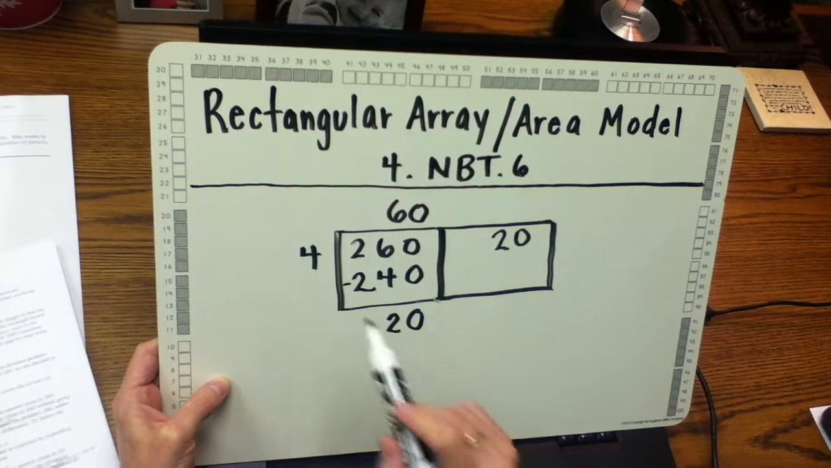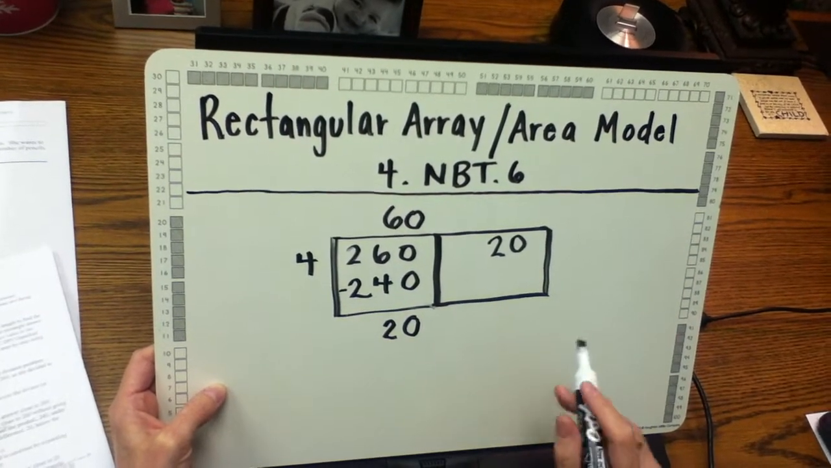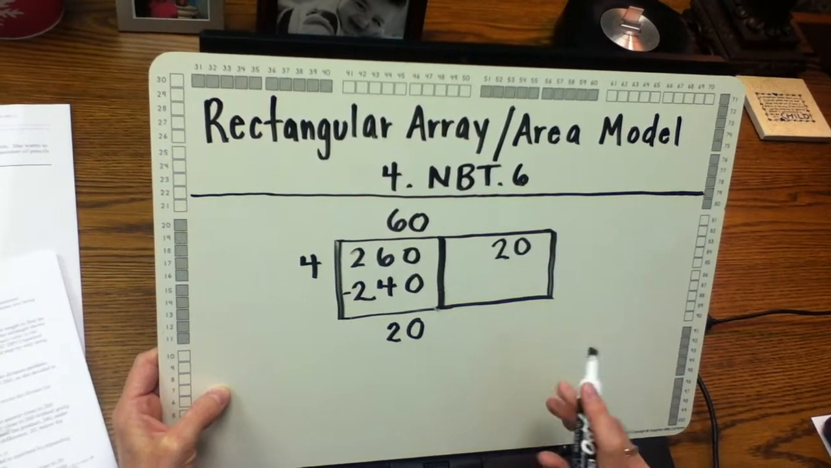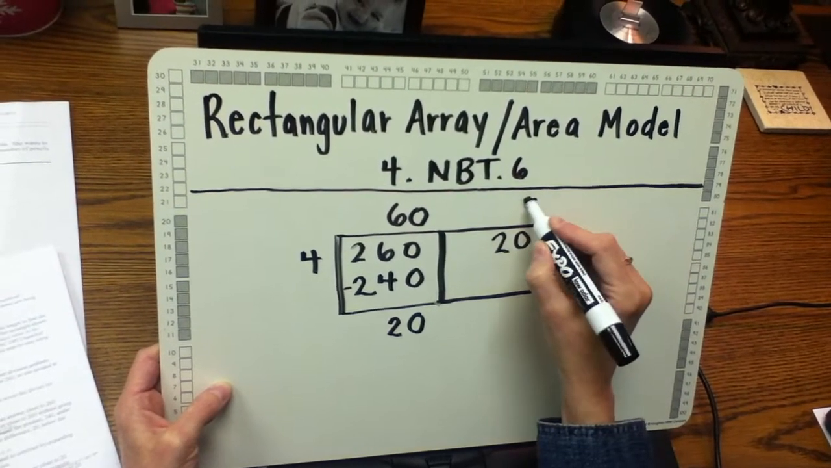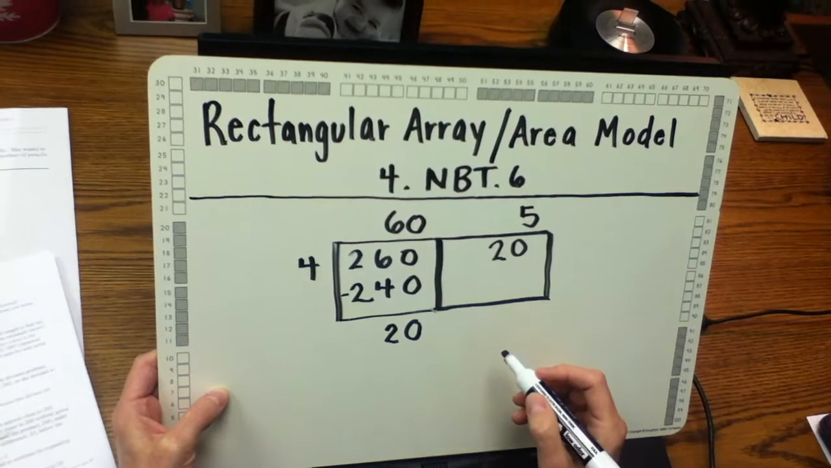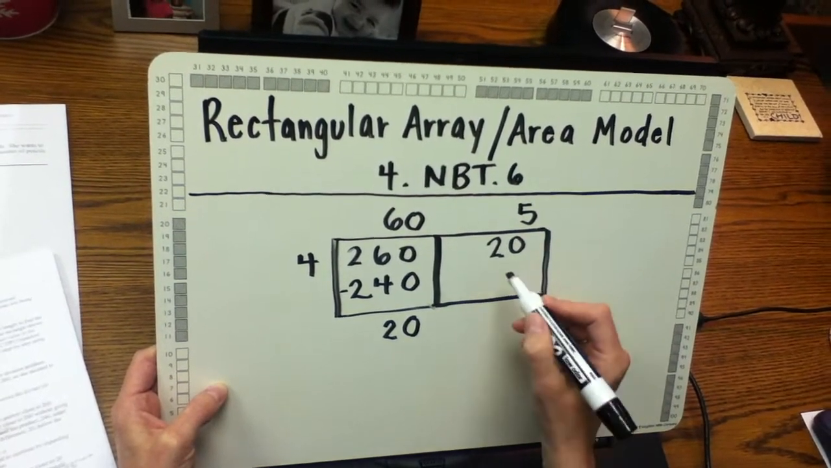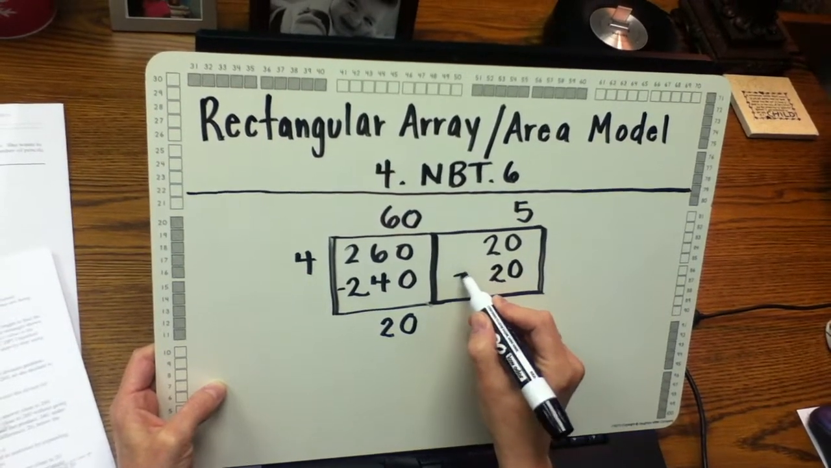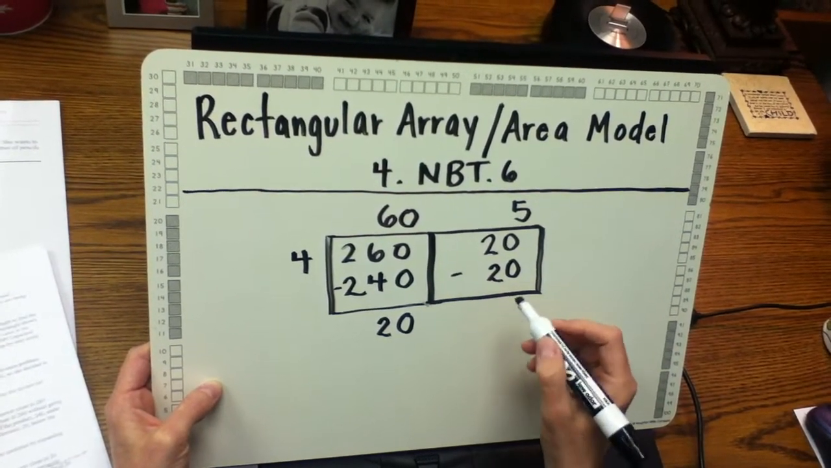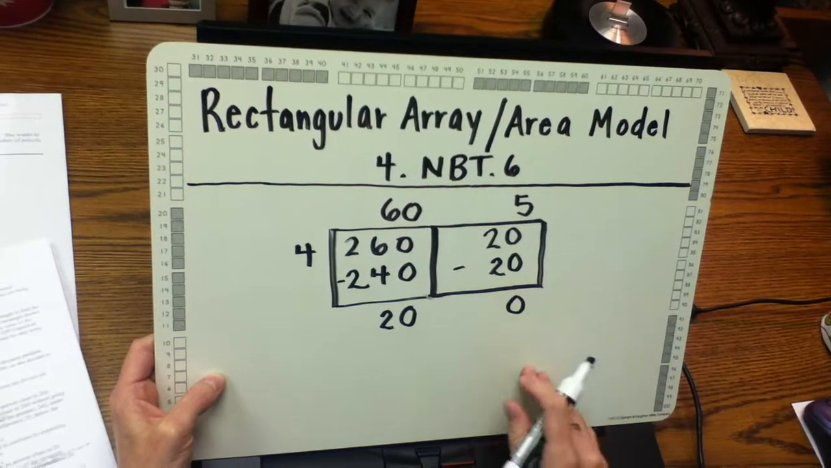Then I think about what number times 4 is going to give me an answer close to 20 without going over. I know that 5 times 4 is 20, so I'm going to write 5 above that section of the rectangle. I'm going to multiply 5 times 4 and write the product under the 20 inside the rectangle. Then I subtract 20 minus 20 and I write the difference, which is 0, below that section.